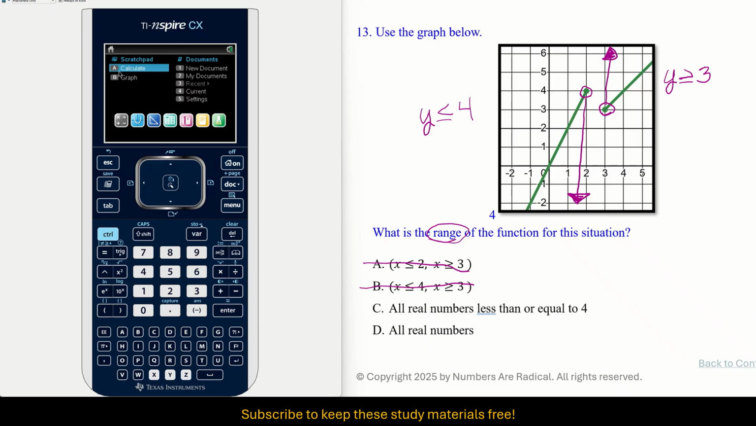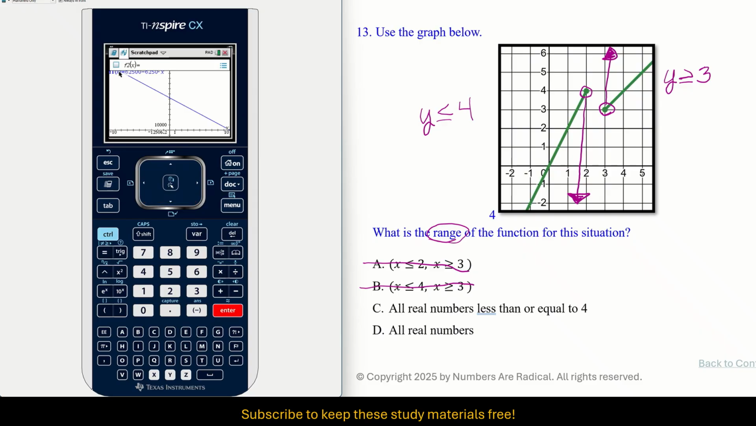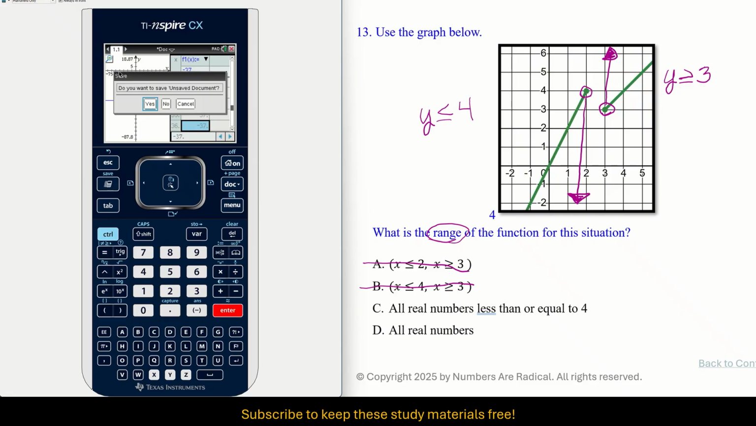We need to graph. So you can just go down and push graph, but my calculator already has some things in the sketchpad. So I'm going to open up a new document. I'm going to go doc, arrow over, and I have it highlighted where I want it. Now there are other ways to get there. That's just the way that I've chosen to get there. Okay, so I push enter, and no, I don't want to save it, so get rid of that. Now I'm going to graph.